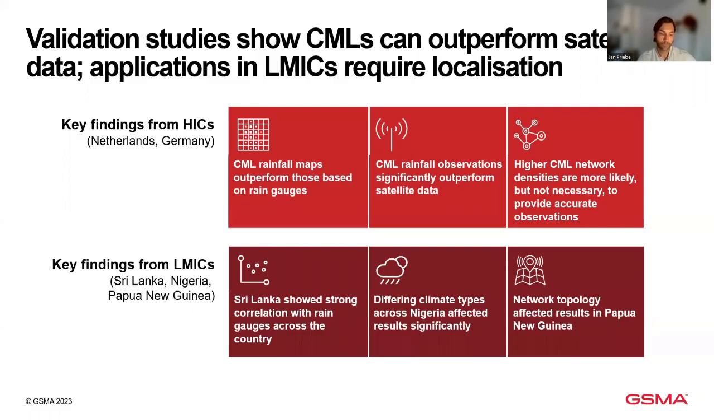In Nigeria, however, performance varied across climatic zones. The wetter areas in the central and southern parts of the country yielded better results than the drier areas in the north. This indicates to us that separate localized algorithms need to be developed for the different climatic zones in order to deal with these differences and maximize accuracy of the approach across the country. In Papua New Guinea, we learned a lot about how network characteristics affect the potential for CML to observe rainfall. The network in PNG is characterized by long, low frequency links in all but the most urban areas, and this made CML rainfall observation very difficult.